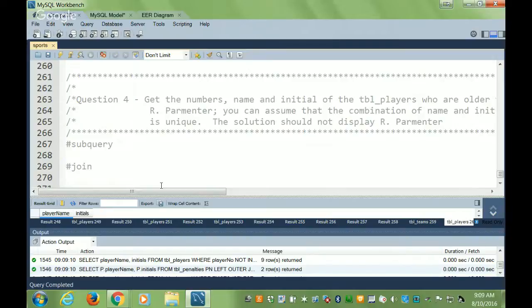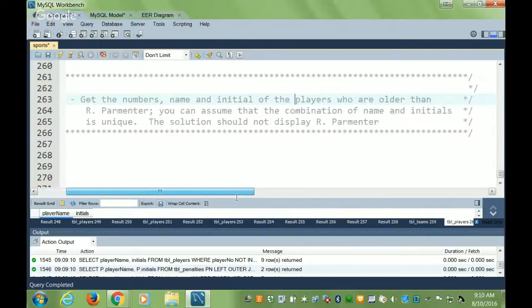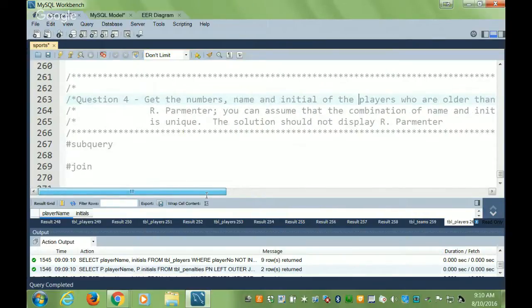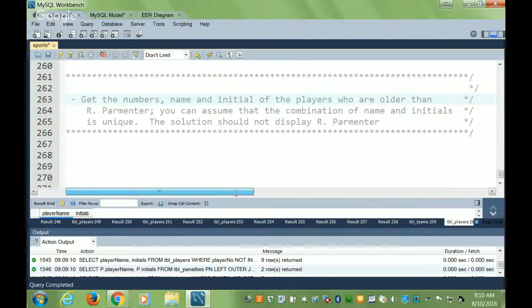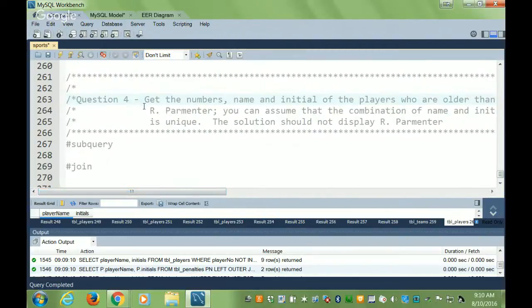Okay, it says the numbers, names, and initials of the players who are older than, so here is coming something to do with date. R. Parmenter, you can assume that the combination of name and initials is unique. So we want to find out his age. And it says the solution should not display R. Parmenter. So we have to find out the numbers, names, and initials of the players who are older than this guy, right? So this guy's age will come from the players table. Once we have that, we have to find anybody who's older than this person, and the name should not be. So we just put it not equal to, right?